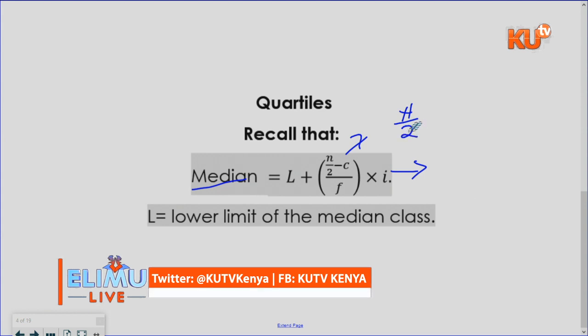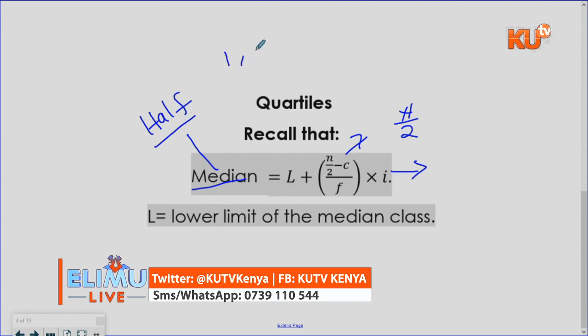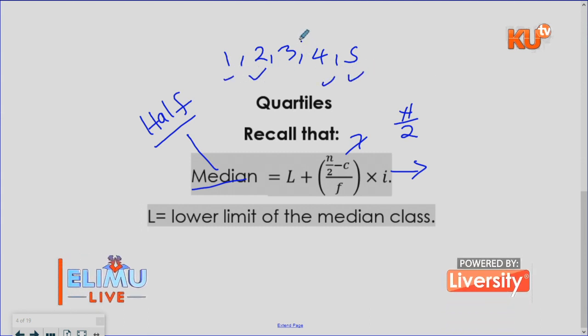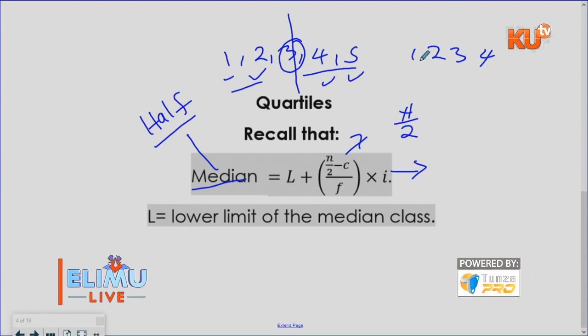Where is N over 2 coming from? We have already said median is half of the distribution, half of the data values. Like if you arrange them 1, 2, 3, 4, 5 like this, where is the middle of this? You can see 1, 2, then we have 5, 4. So 3 becomes our median. It is in the middle. If you cut here, you have 2 values this side, 2 values this side. That is our median. But if they were 4, like 1, 2, 3, 4, where is the median?